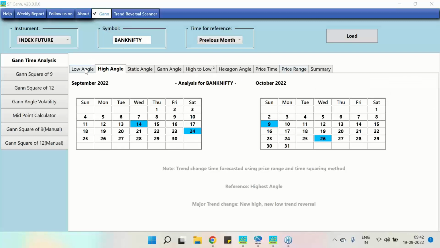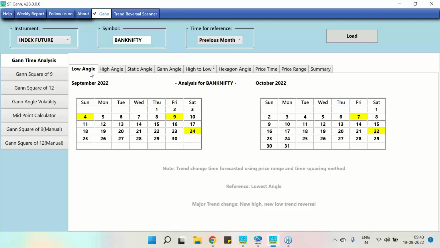High angle date, you have to select the date. Low angle, we have 4th September, 9th September and 24th September. 4th falls on a holiday, so it has worked on the 2nd, Friday. Thursday it closed negative, and on 2nd September, Friday, it closed positive, so it has worked well.